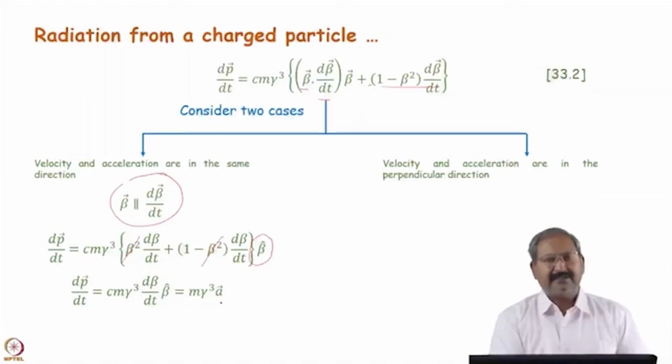Now you can see one beautiful thing, that dp by dt is not simply m gamma a, as we did earlier when the acceleration was in the perpendicular direction to the velocity. And I always cautioned you that we can write dp by dt is equal to m gamma a vector only when velocity is perpendicular to the acceleration. Now when velocity is parallel to acceleration, we get gamma cube here. So this is a remarkable result from relativity.